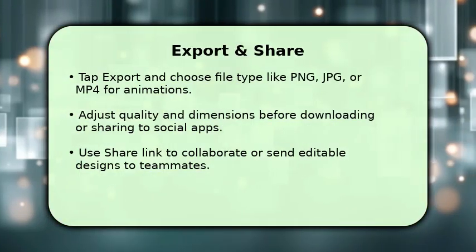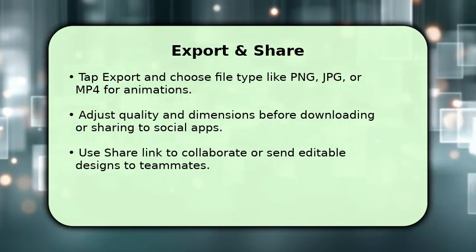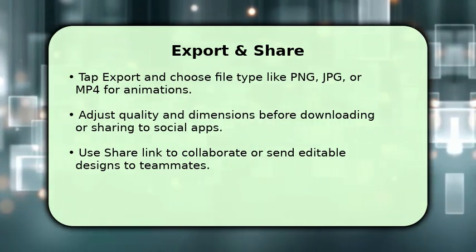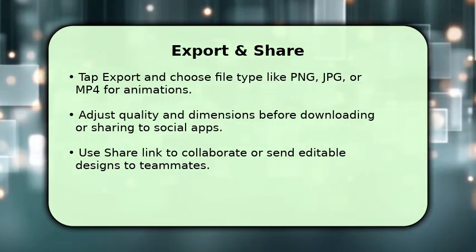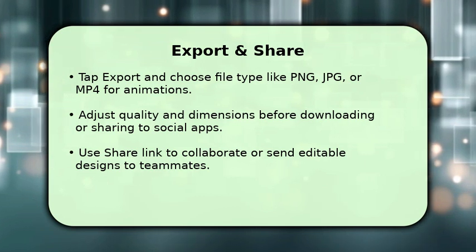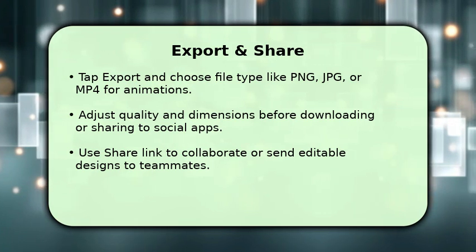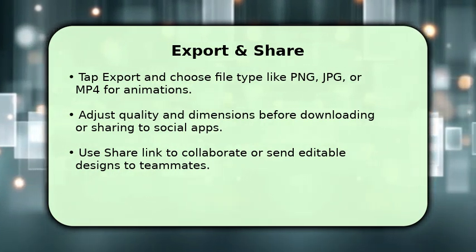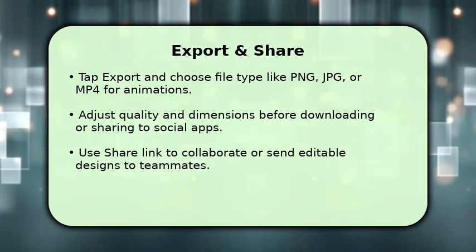When your design looks great, tap Export and pick a file type such as PNG, JPG, or MP4 for animated content. Adjust resolution and quality settings if you need a smaller file for web or higher quality for print. Use the share link to collaborate with teammates or send an editable copy for feedback. Save directly to your device or post to social apps right from Canva for quick publishing and streamlined workflows.